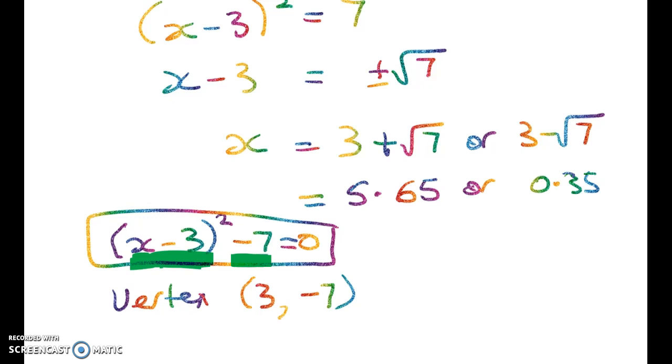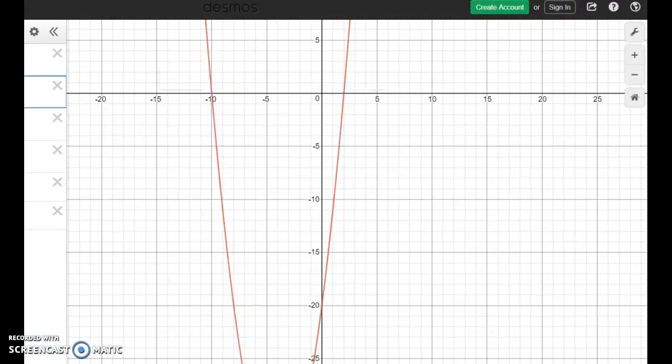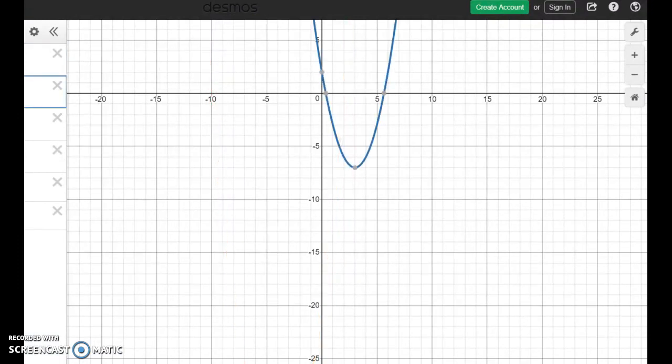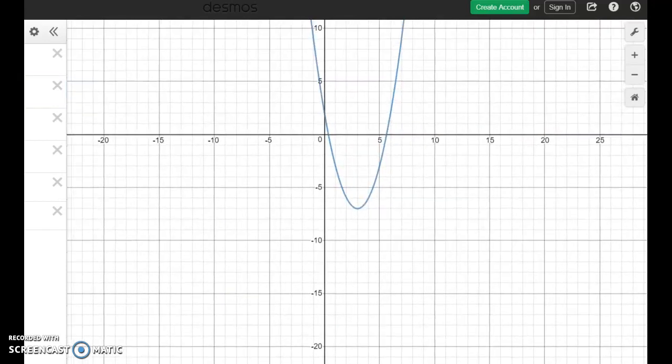All right, so let's see if that's right. I'll take off the first graph, put this one on, take that one off. And look, that's exactly what we've got. We've got a vertex here, which is at 3 and negative 7. And then we've got this value here, which is what we found of 5.65. And we've got this one here of 0.35.